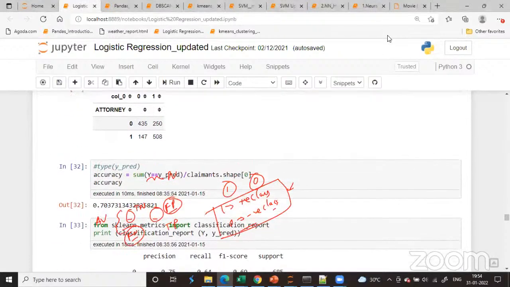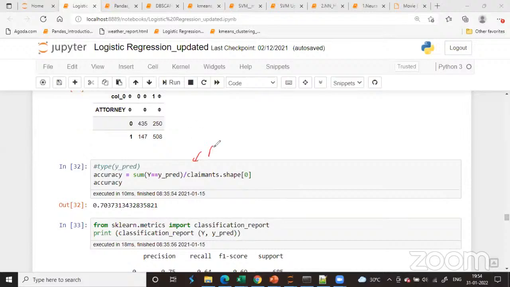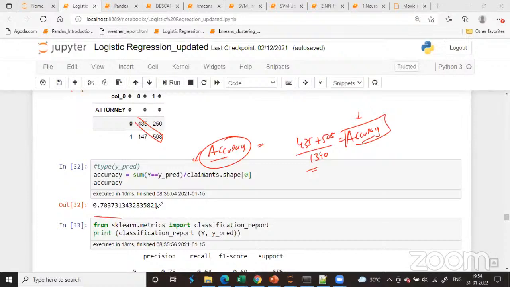Now, find out what is the accuracy. What is the accuracy for us? 435 plus 508 divided by 1340 observations. That is the accuracy. Accuracy is 70% for our model.